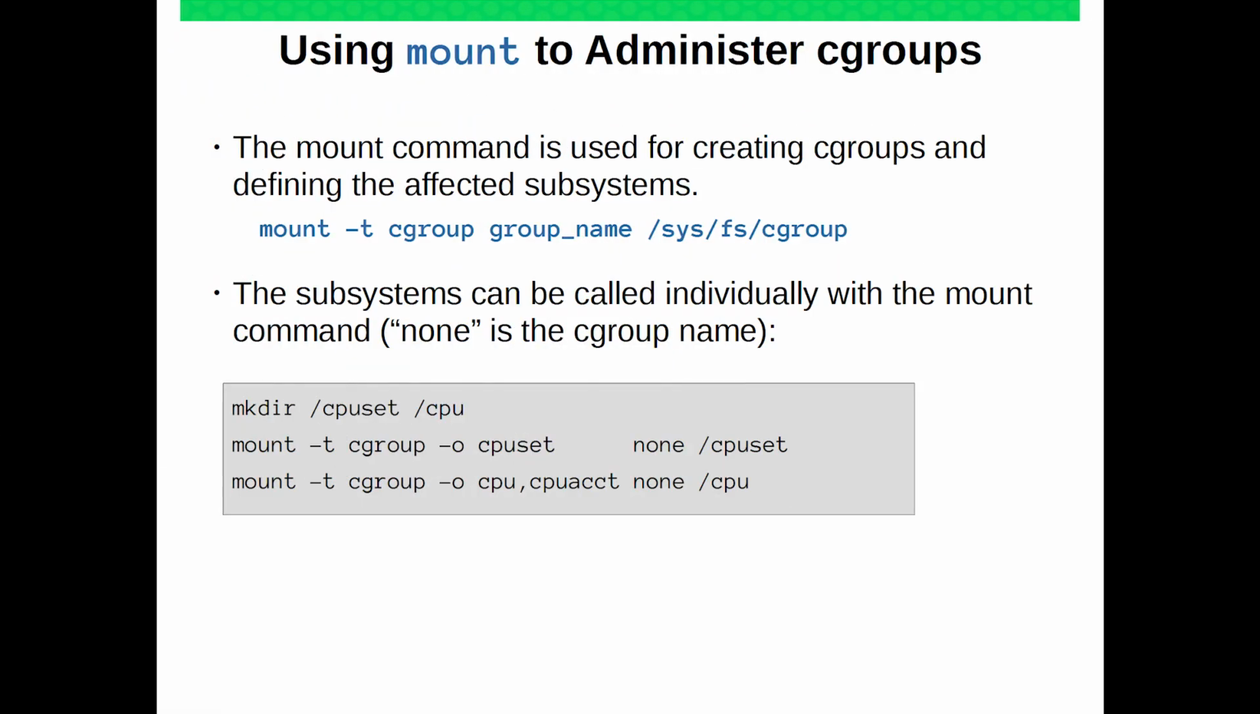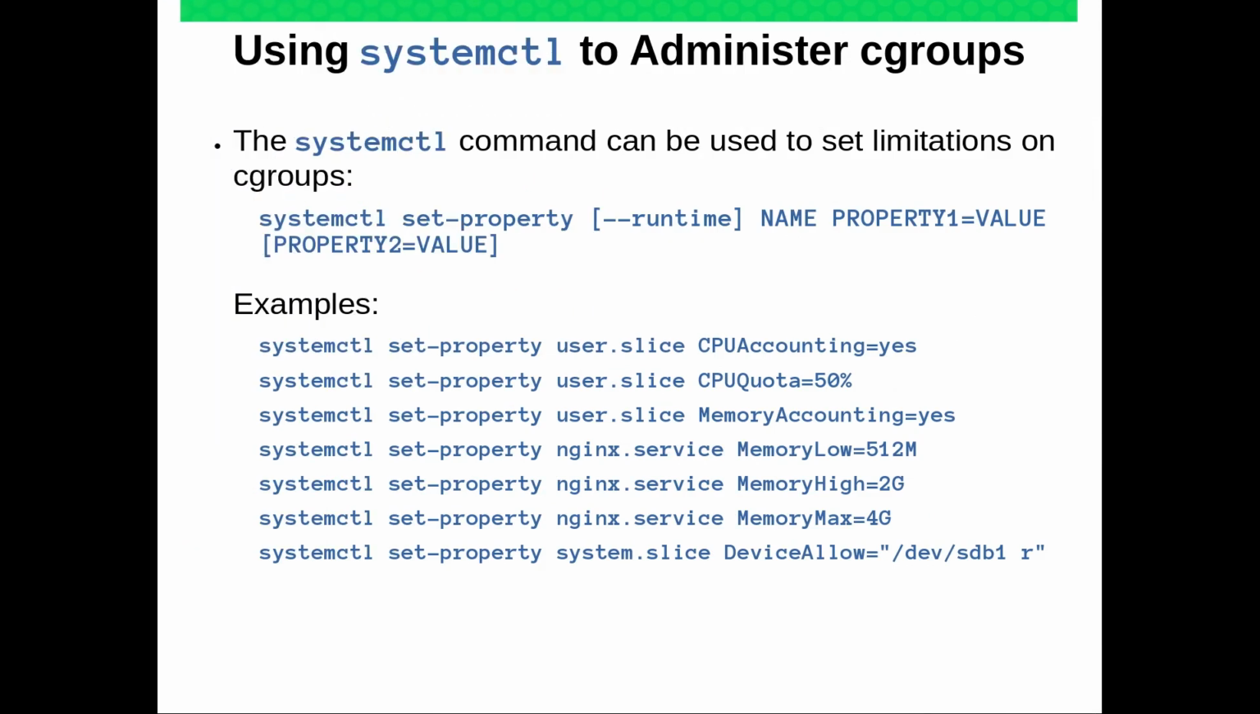The mount command can be used to administer C groups using mount -t, talk to the C group, the group name, and then the location. The subsystems can be called individually with the mount command. None in this example is the C group name. The systemctl, which is a tool specific to interacting with systemd, can be used to set limitations on C groups, as systemd has inherited many tools inside of its environment for working with C groups, since it defines C groups for each of the tasks that are launched. Here are some examples, working with slices and services and defining our limitations based on the C groups that are inside of systemd.